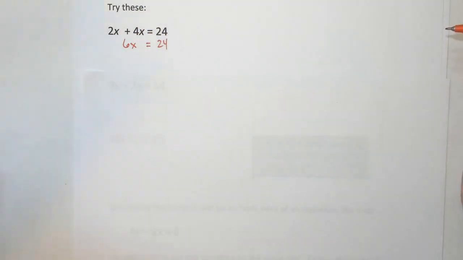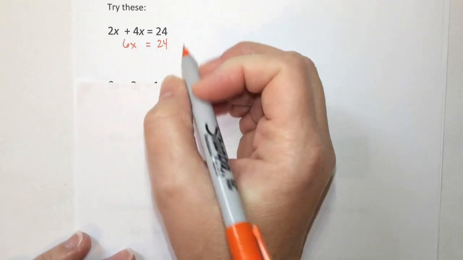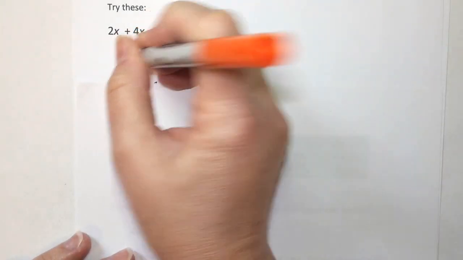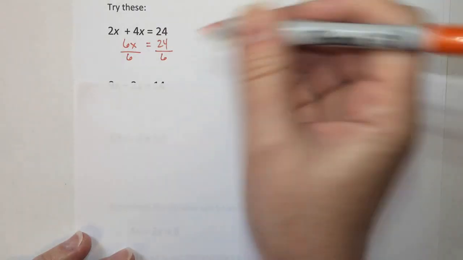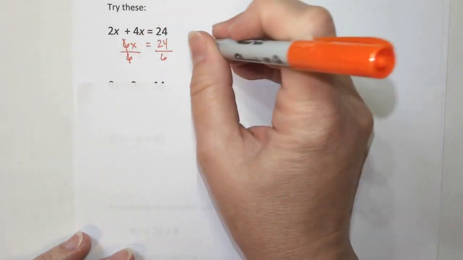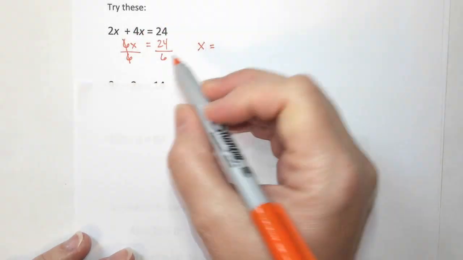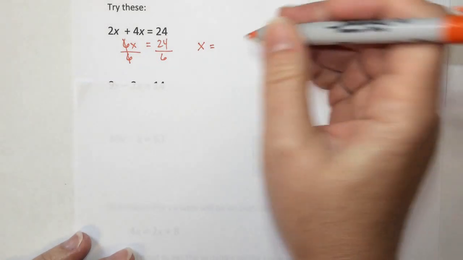That was the first step. The second step says solve just like a one-step algebra problem. This is multiplication, so do the opposite. Divide each side by 6. 6 over 6 cancels. I'm left with an x on the left, and 24 divided by 6 is 4.